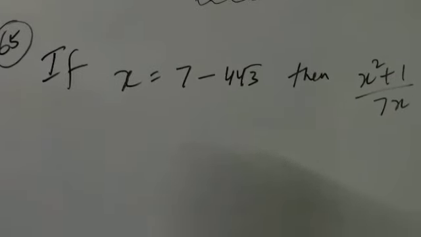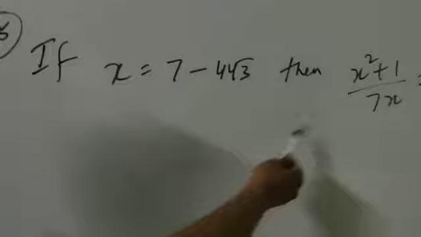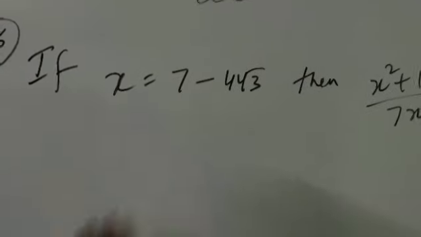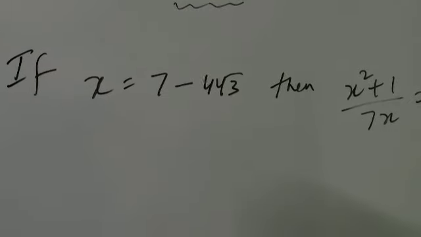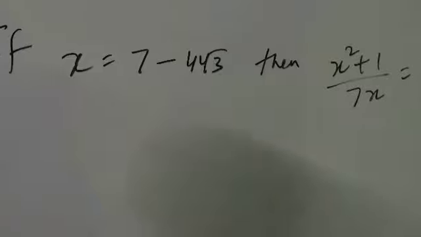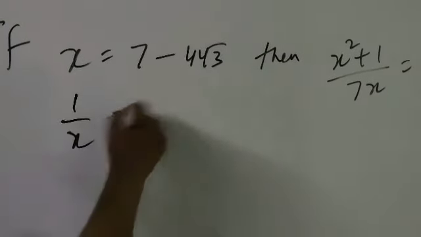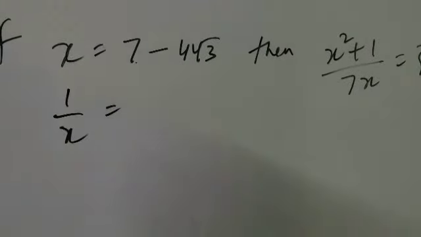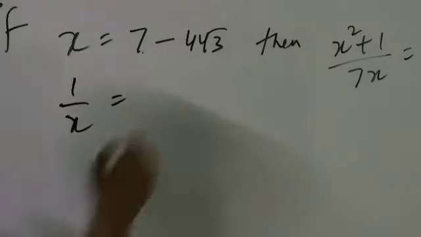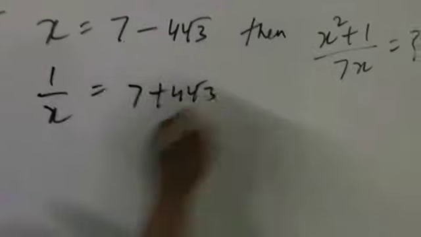Clear? Question: if x equals 7 minus 4 root 3, we have to find the value of x square plus 1 upon 7x. I have told you earlier, this is the short trick of this question. When you see this, if the square difference is 1, then you can directly write 1 upon x. Here you make this square: 7 square is 49 and 4 root 3 square is 48, the difference is 1. You can directly write 1 upon x as 7 plus 4 root 3. Clear?